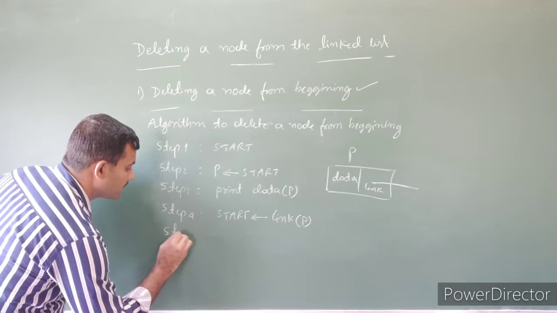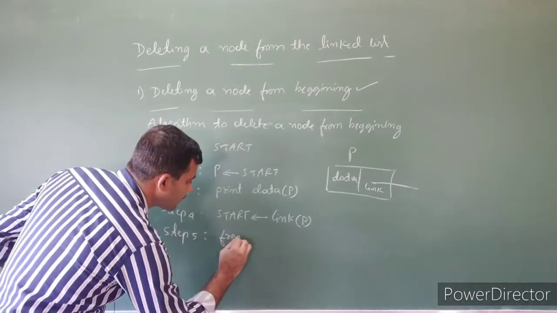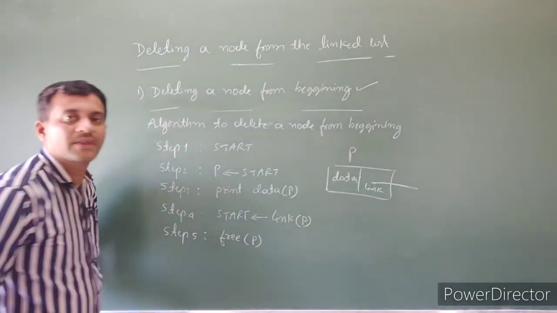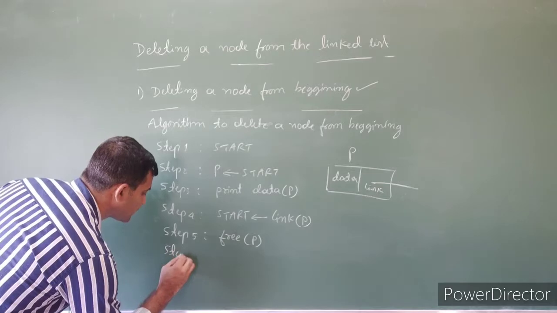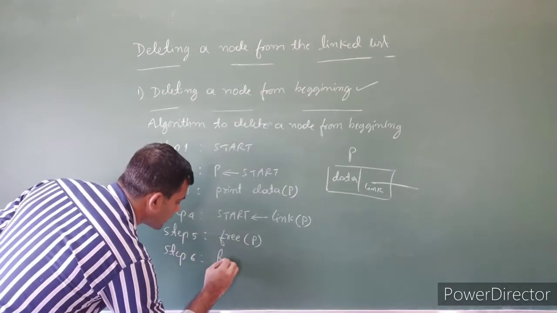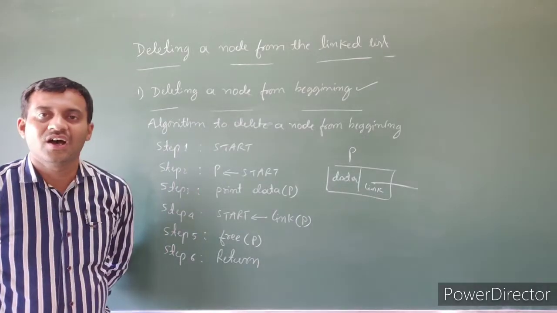Then in step 5, free p. Free p means we have to delete p. In step 6, return. So this is the algorithm.